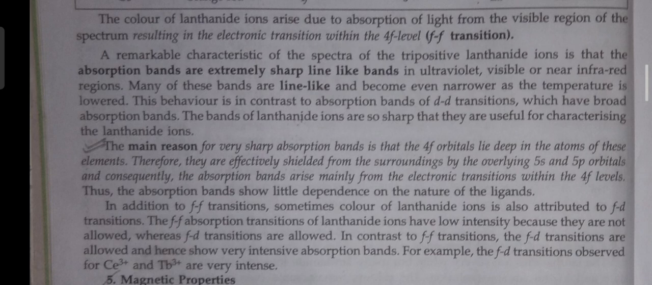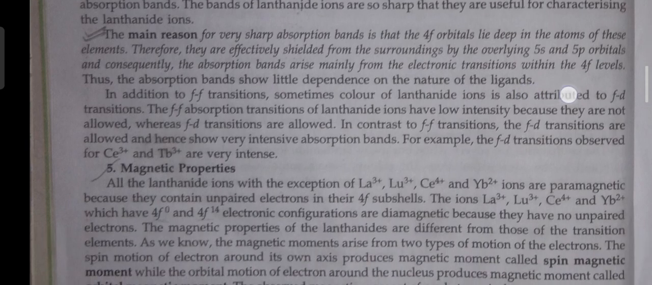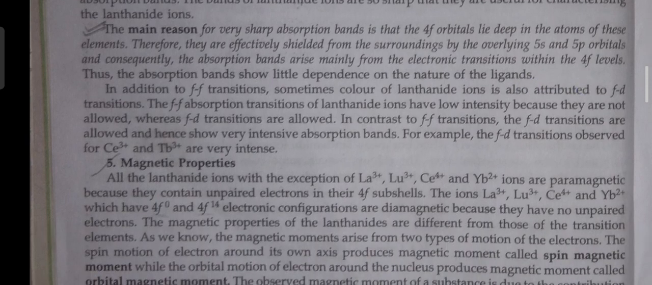This behavior is in contrast to the absorption bands of d-d transitions, which are broad. The bands of lanthanide ions are so sharp that they are useful for characterizing the lanthanide ions. The main reason for the very sharp absorption bands is that the 4f orbitals lie deep in the atom of these elements. Therefore, they are effectively shielded from the surroundings by the overlying 5s and 5p orbitals, and consequently the absorption bands arise mainly from electronic transitions within the 4f levels. Thus, the absorption bands show little dependence on the nature of ligands.